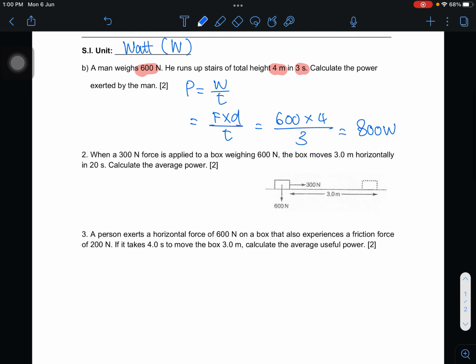Question 2. When a force of 300 Newton is applied to a box weighing 600 Newton, the box moves 3 meters horizontally in 20 seconds. Okay, so calculate the average power.